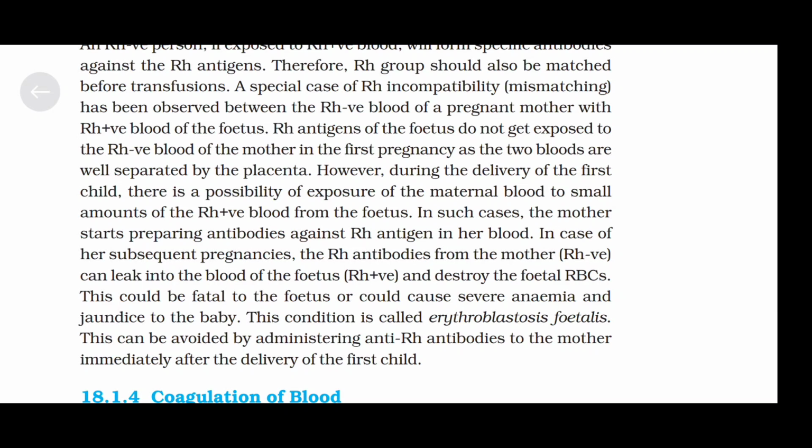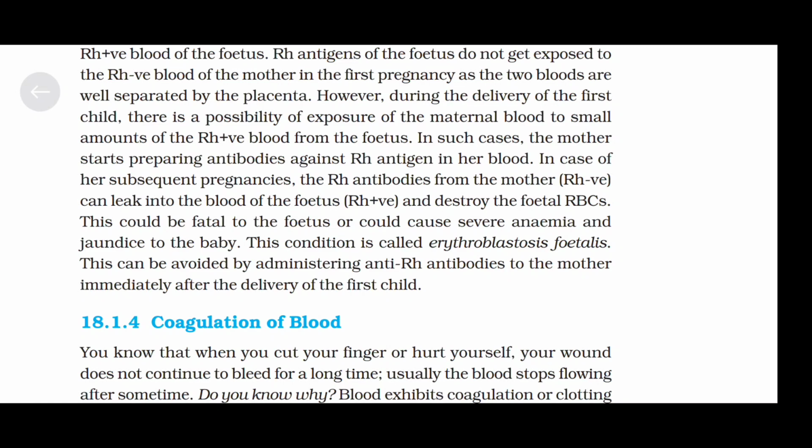In case of her subsequent pregnancies, the Rh antibodies from the mother, Rh negative, can leak into the blood of the fetus, Rh positive, and destroy the fetal RBCs. This could be fatal to the fetus or could cause severe anemia and jaundice to the baby. This condition is called erythroblastosis fetalis. This can be avoided by administering anti-Rh antibodies to the mother immediately after the delivery of the first child.